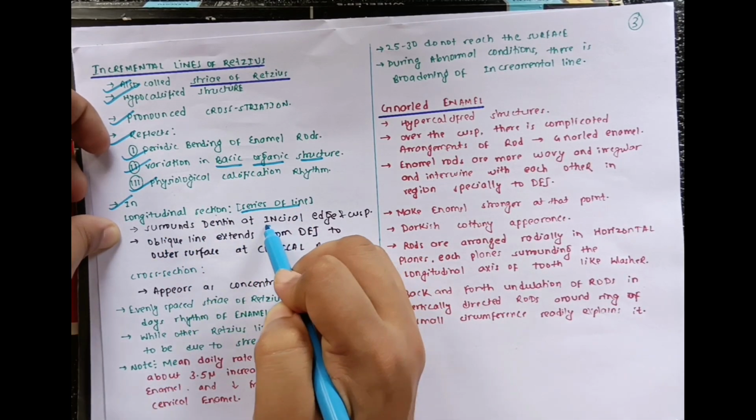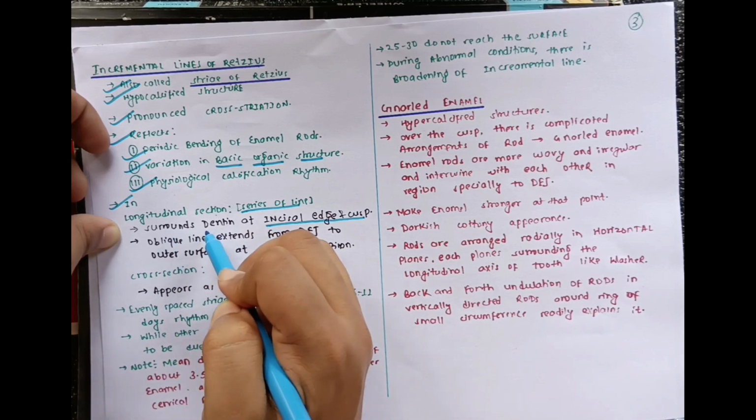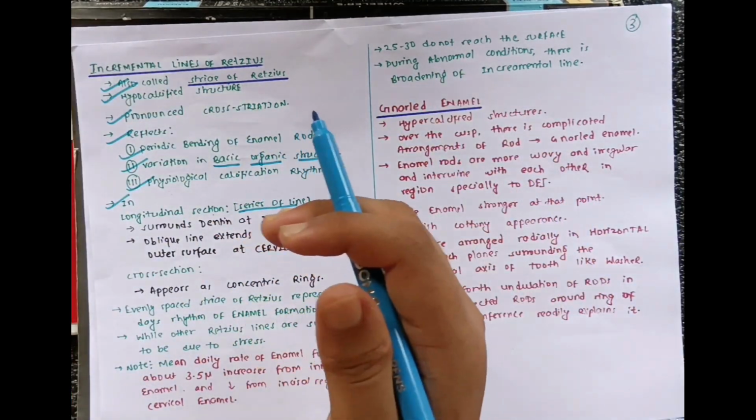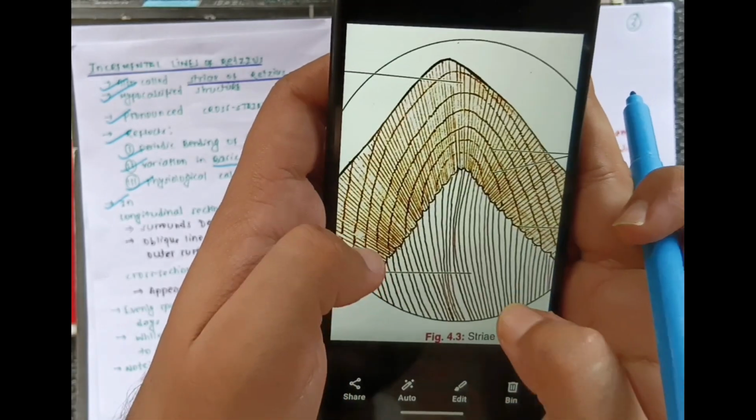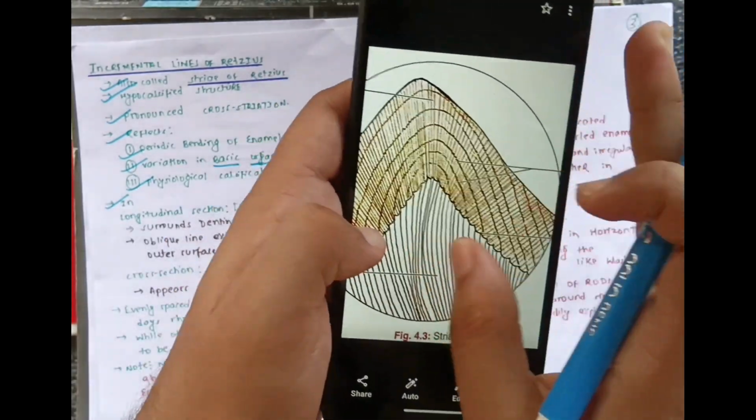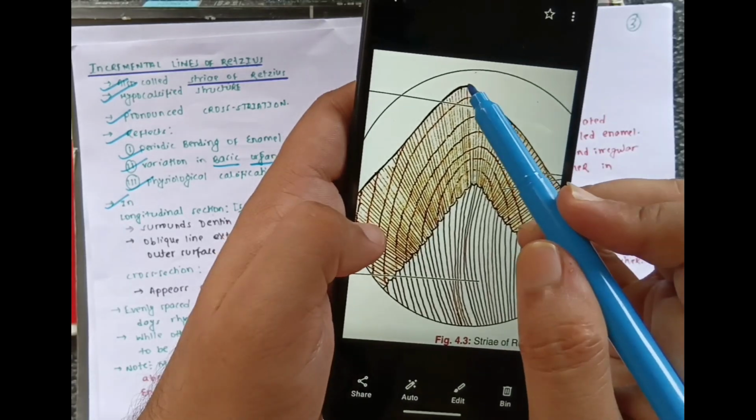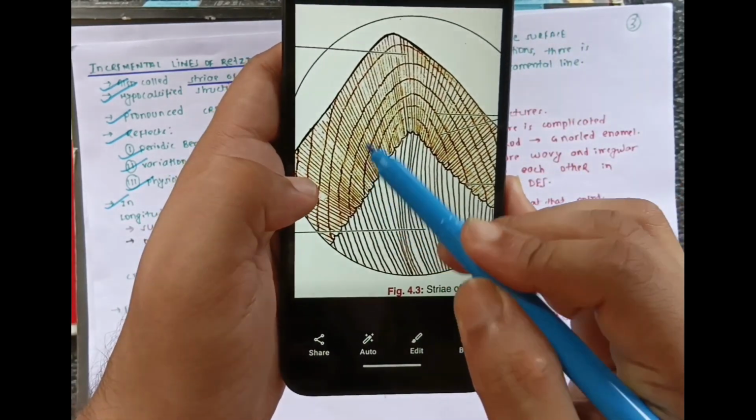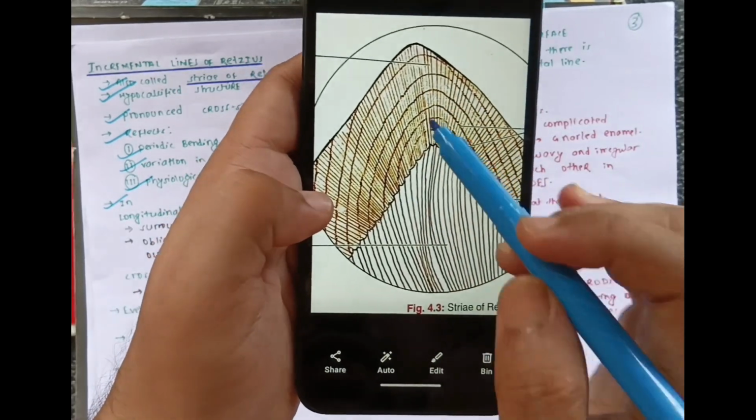At the incisal edge and the cusp, it surrounds the dentine. This is to be remembered. I will show you one picture. See here, this is an incisal edge. This figure wants to say that this is an incisal edge. This is a cusp edge, and at this cusp edge we can see that it is surrounding the dentine. So this is to be remembered.